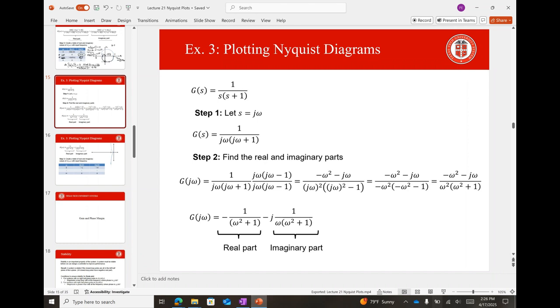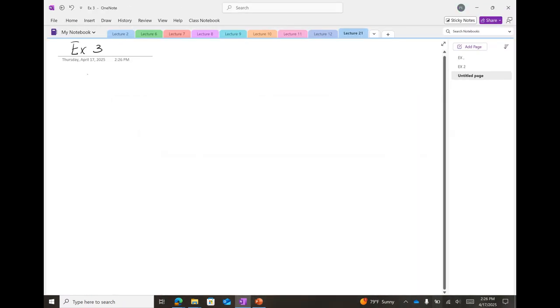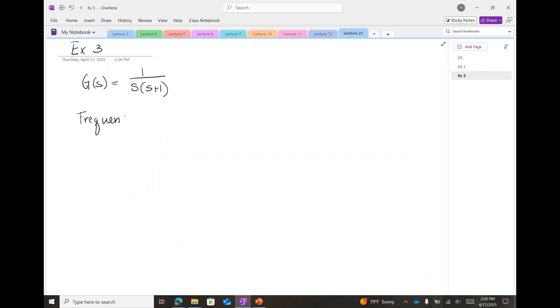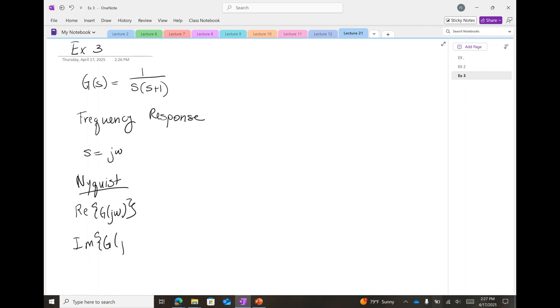Okay, and just to be sure, we have 1 over s times s plus 1. So our G of s is equal to 1 over s times s plus 1. Okay, and again, we're looking at the frequency response. That's what we've been focused on all this week. And for the frequency response, we fix s equal to j omega. Now today we're talking about the Nyquist diagram. In the Nyquist diagram, we need the real and the imaginary parts of our G of j omega.